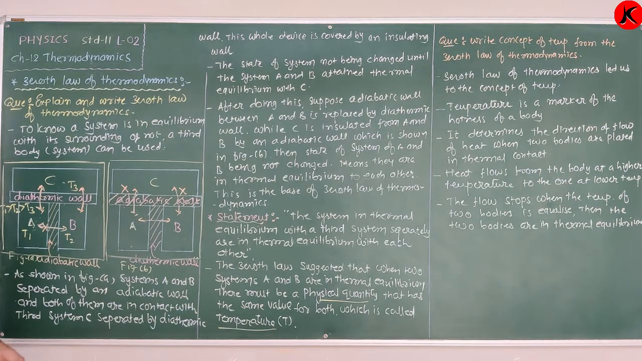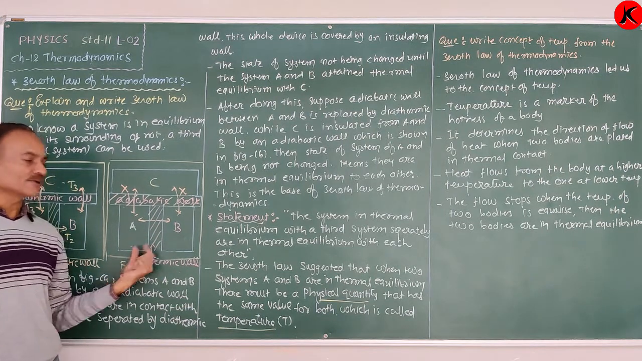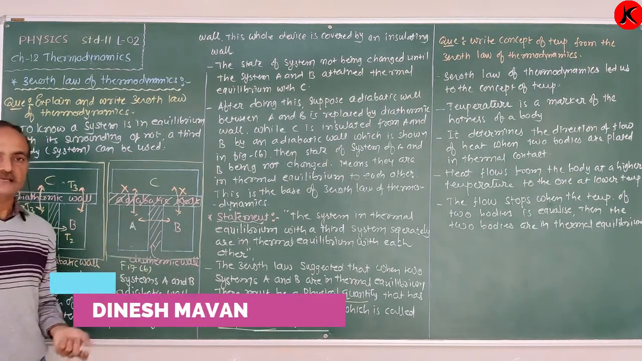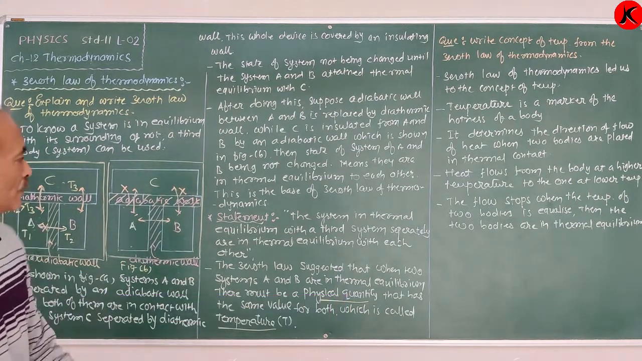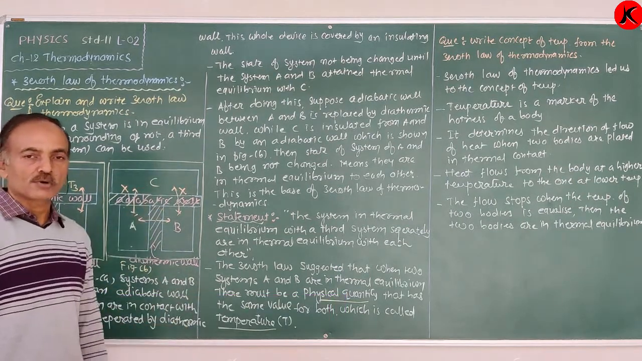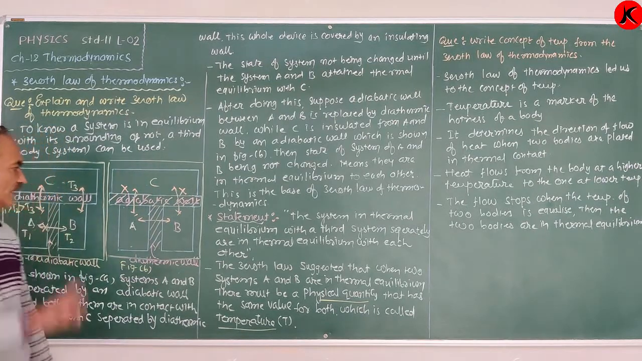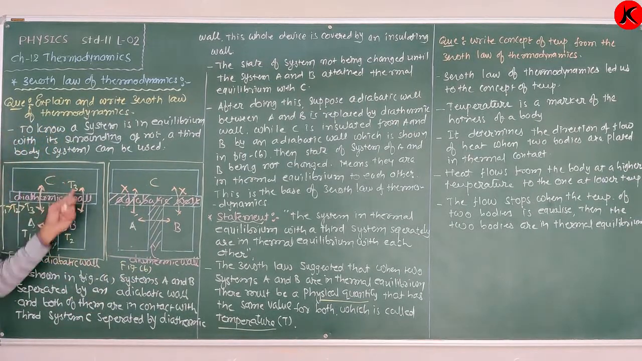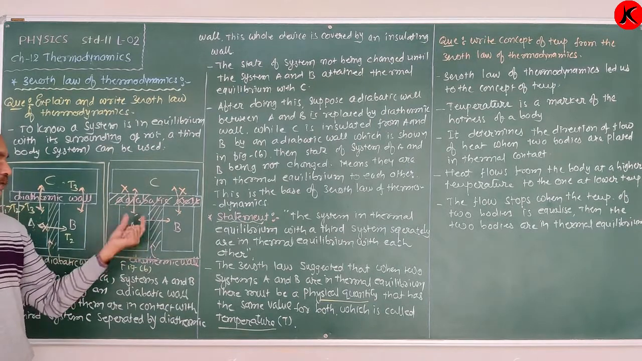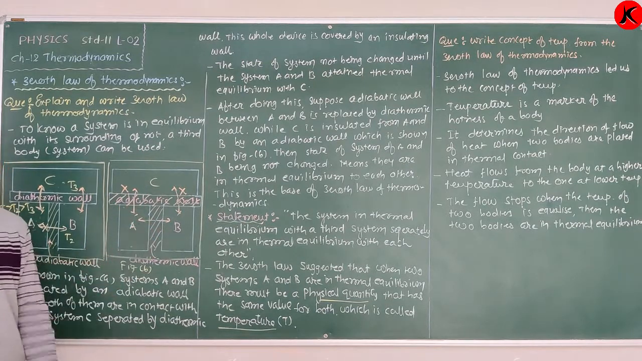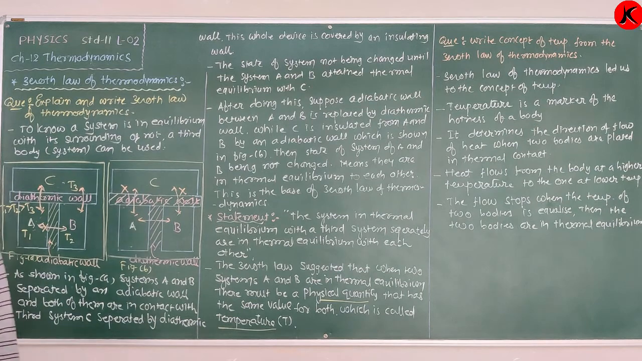So as a result, after some time, due to the exchange of heat between A and B, thermal equilibrium is established between A and C, but not with C. But here in figure A, thermal equilibrium is established with all three systems. But here, it is not established between the three systems, only between A and B.